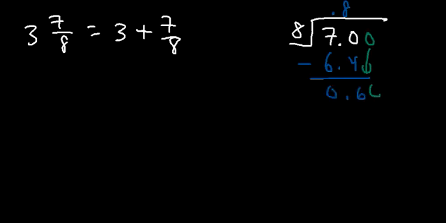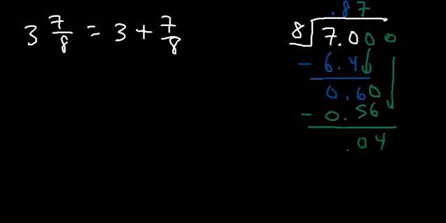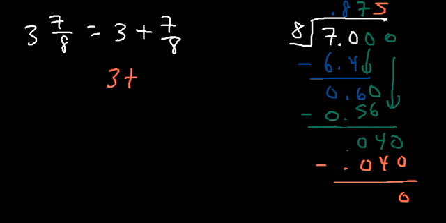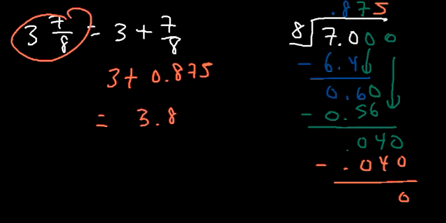So if we add a 0, 8 goes into 60 7 times. So 8 times 7, that's 56. And if we subtract these two numbers, we get 0.04, and we're going to add another 0. So 8 goes into 40 5 times. And this time, the remainder is 0, so 7 over 8 is basically 0.875. So 3 and 7/8 is 3.875 as a decimal.